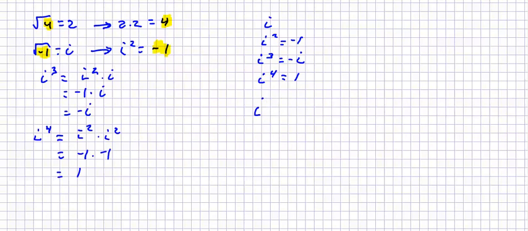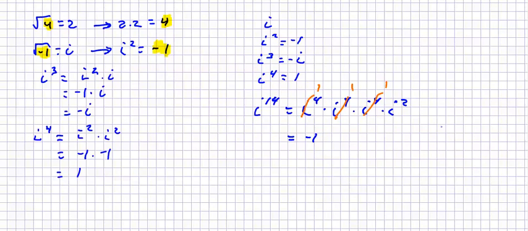i to the 14th would be i to the 4th times i to the 4th times i to the 4th times i squared. i to the 4th is 1. i to the 4th is 1. i to the 4th is 1. So i squared, remember, is negative 1. i to the 14th is negative 1.